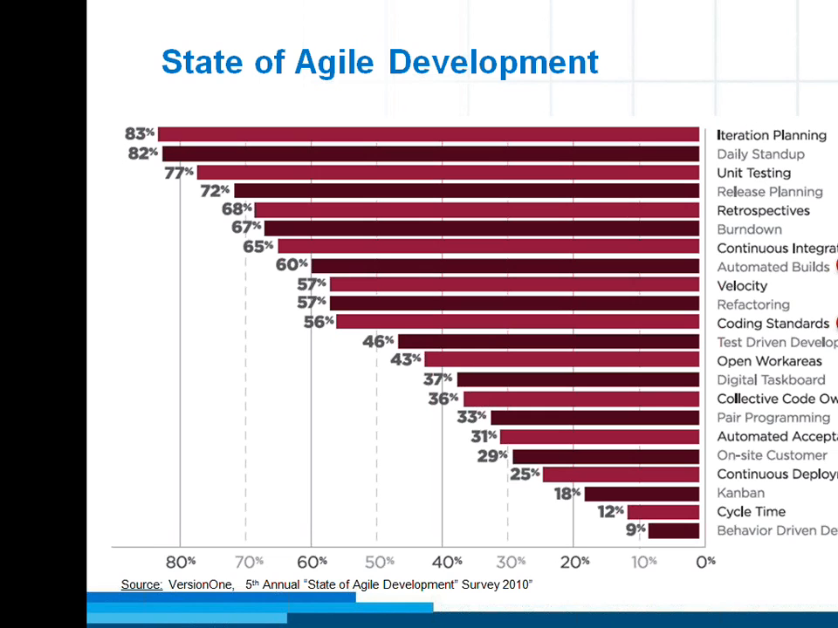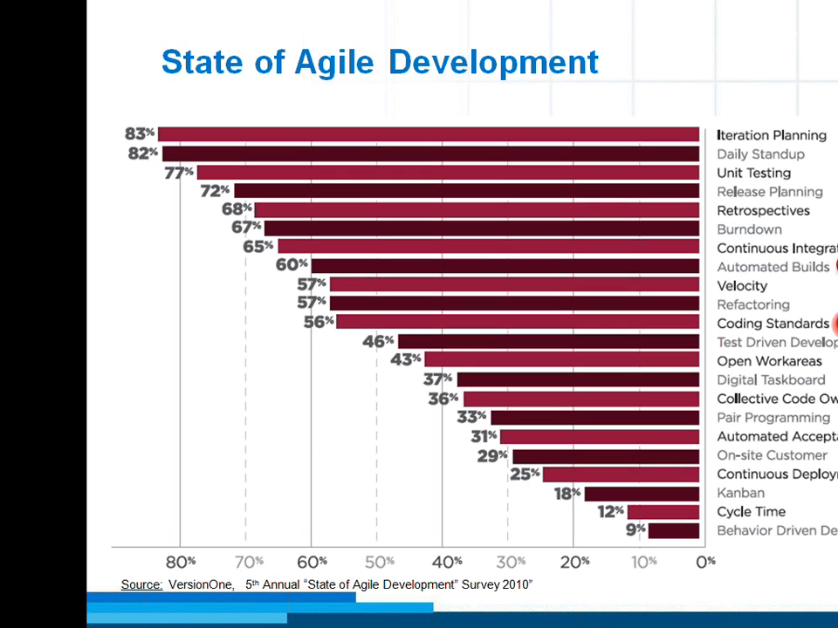Number 1 is collective code ownership. Only 36% of the teams surveyed indicated that there was collective code ownership. Which means that if there are 10 developers in a team, every developer knew the code written by the rest of the team, and they were able to maintain or modify the code. So this is a risky situation. If only 36% of the team members have collective code ownership, what about the remaining 64%?